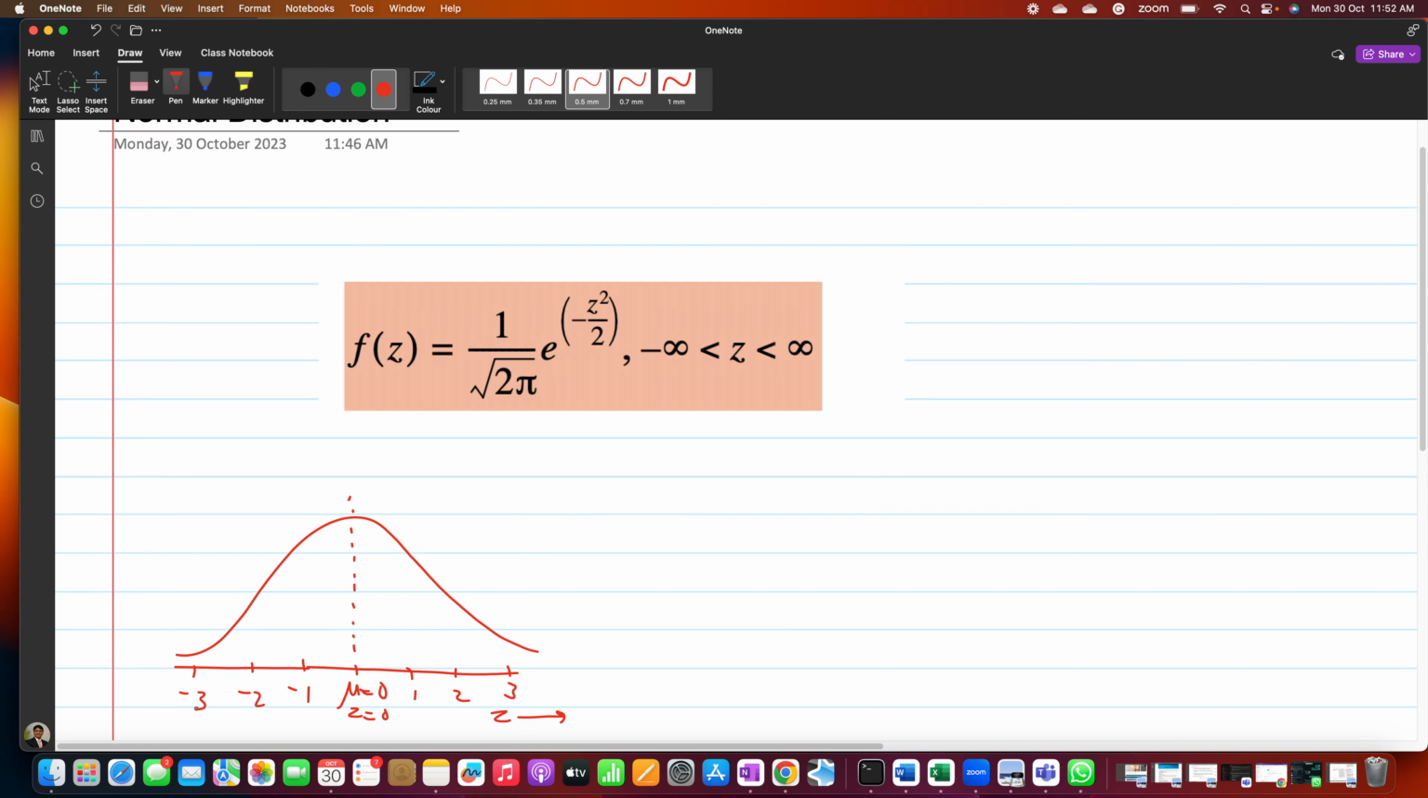Remember this is asymptotic, so this will never touch it. But for all practical purposes, the whole data is within 3 standard deviations. So for all practical purposes, we'll be considering z scores from minus 3 to 3. We'll be doing more about the z score later on. Right now, this is just to give you an introduction to what a normal curve is. Okay.